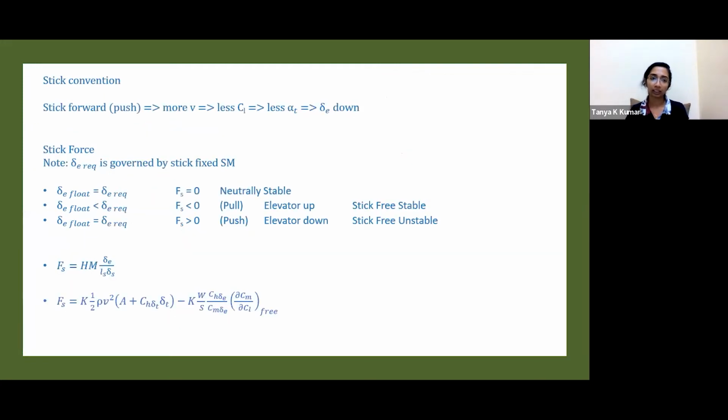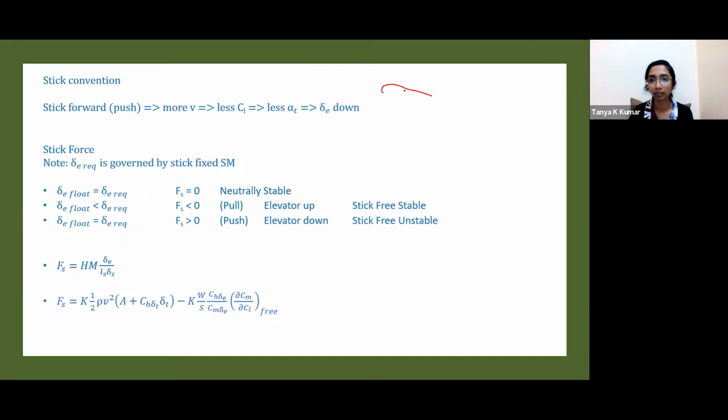Next, we discuss some stick conventions. If we were to push the stick forward, it would imply that you get more velocity. More velocity means less CL. How do you ensure less CL? You need to reduce the angle of attack at the tail. How do you reduce the angle of attack at the tail? You deflect your elevator down.